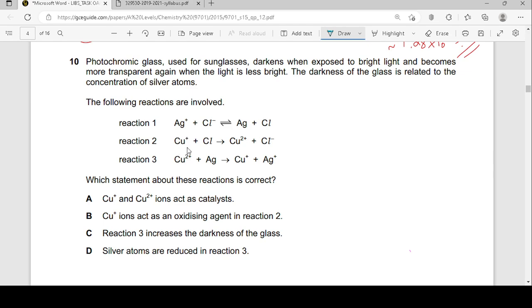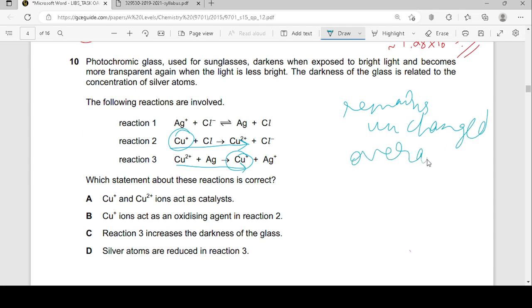So if you look at it, Cu+ gets converted to Cu2+, and Cu2+ gets reconverted to Cu+. So if it started out as Cu+, then it ends as Cu+ again. So it remains unchanged overall by the reaction, right? For the whole reaction mechanism. So if you're saying Cu+ and Cu2+ act as catalysts, I would say yes. But I'm just going to check the other options as well, and all the other options I think are talking more about redox stuff.